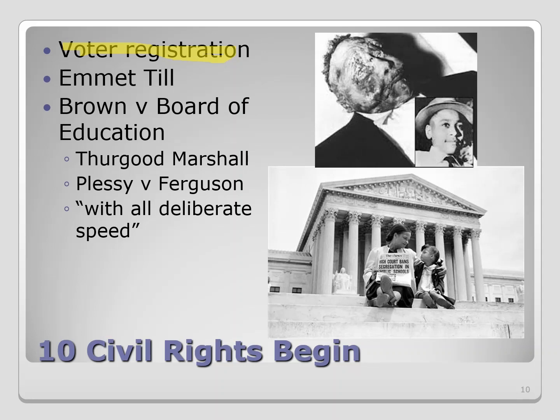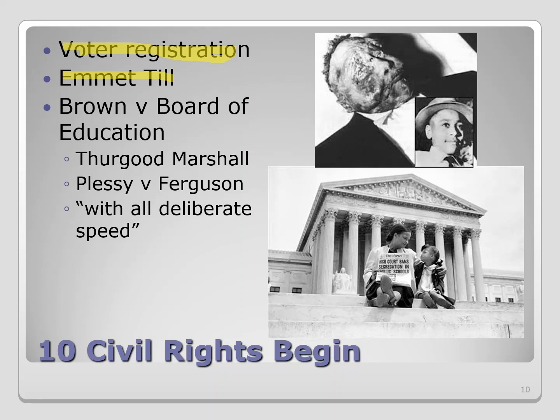A very visible symbol of the segregation and the violence in the South takes place in 1955, where a 14-year-old young black boy named Emmett Till was murdered in Mississippi for allegedly leering at a white woman. The woman has since, many years later, changed her story, saying this never happened, but she claimed he did at the time. And Emmett Till, the young boy, was beaten to death by the woman's husband and some friends of his.